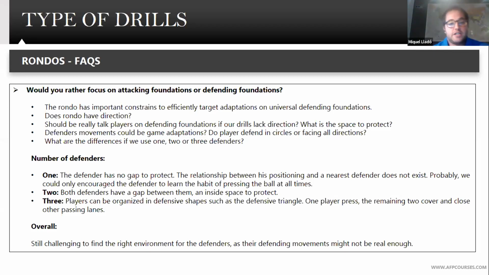Also, as I told you, what's the difference between using 1, 2, or 3 defenders? If you use one defender, there is no gap to protect. There is no space between his position and the position of a nearer teammate who is also a defender. So there is no gap because there is only one player. If we have 2, we have this gap. So we already have an inside space to protect. If we have 3 players, apart from having a gap between 2 players, we also have maybe a shape, a defensive triangle. One player presses the player with the ball, the other 2 players cover up the space at his back and close other passing lanes. So there are many considerations.